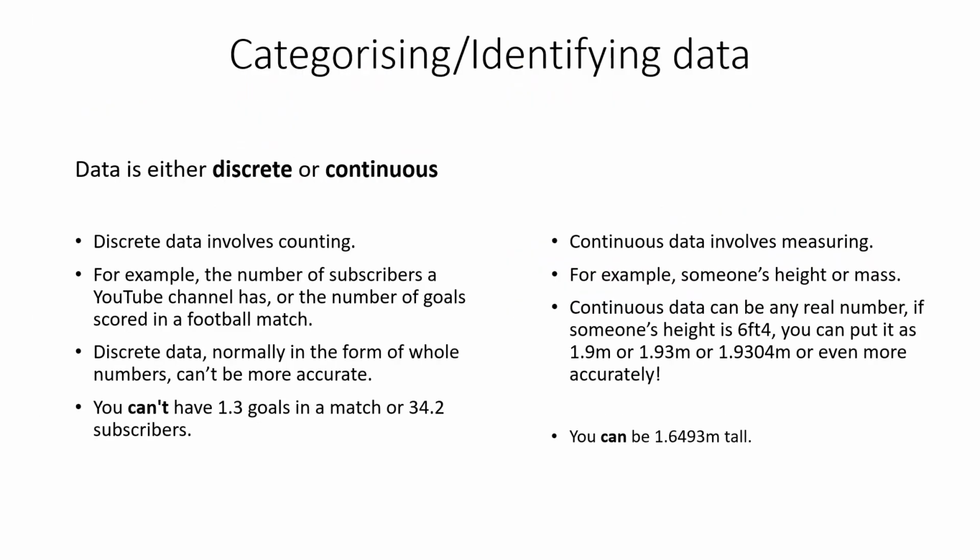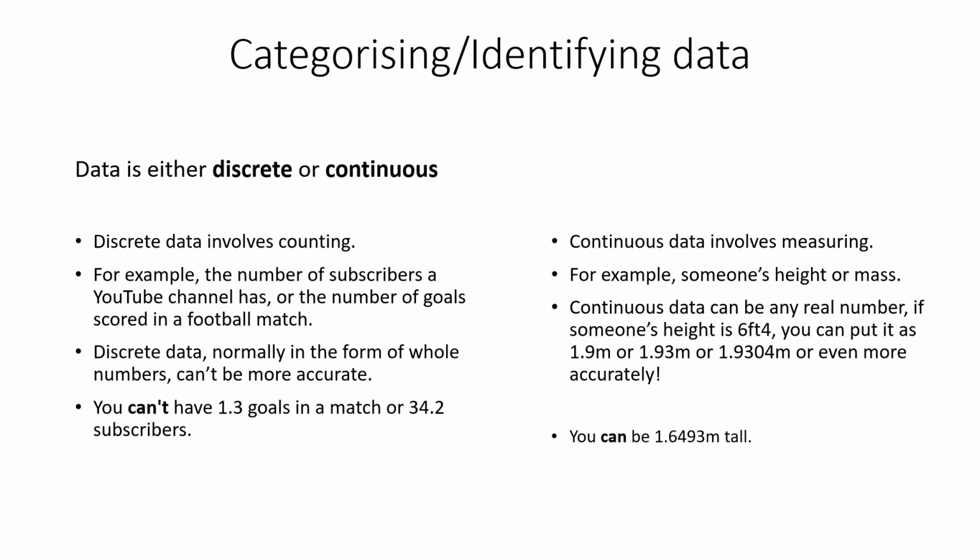Data can be divided into two categories: discrete data or continuous data. Discrete data involves counting and is normally in the form of whole numbers. For example, the number of subscribers a YouTube channel has, or the number of goals scored in a football match. You can't have 1.3 goals in a match or 34.2 subscribers.